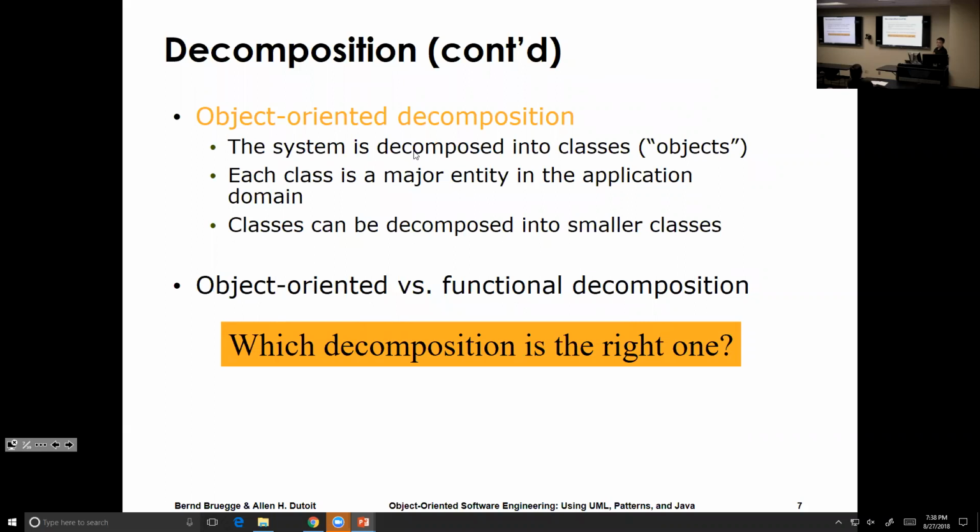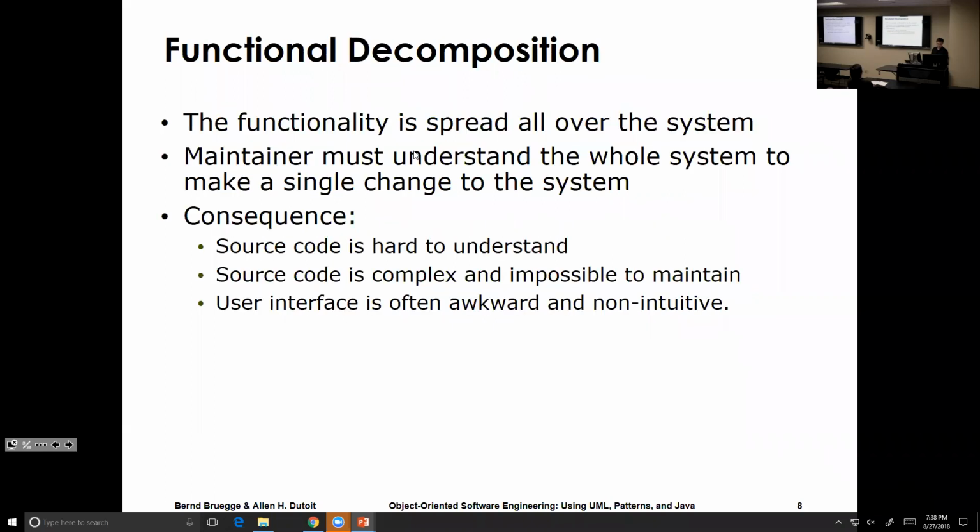Then how about object-oriented decomposition? After functional. Yeah, after the purpose of the system is acquired, then we can proceed to the structure of the system. So that's object-oriented decomposition. So the functional decomposition alone is insufficient. So the functionality is spread all over the system. So if you want to make a single change, you have to understand the entire system. So the consequence is source code is really hard to understand. And the source code is complex and impossible to maintain. And the user interface can be very awkward.